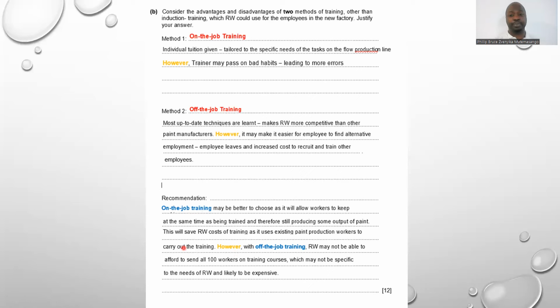So this is a rich point. It includes the positive point as well as the application. However, with the off-the-job training, RW may not be able to afford to send all 100 workers on training courses, which may not be specific to the needs of RW and likely to be expensive. And by saying all this, you will get your 12 marks.